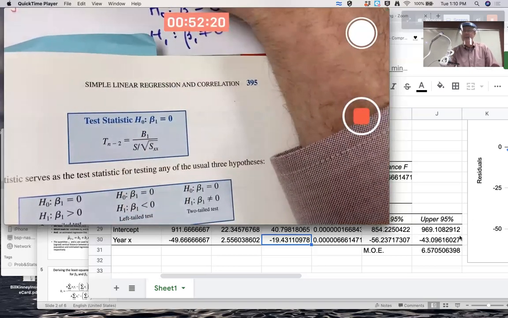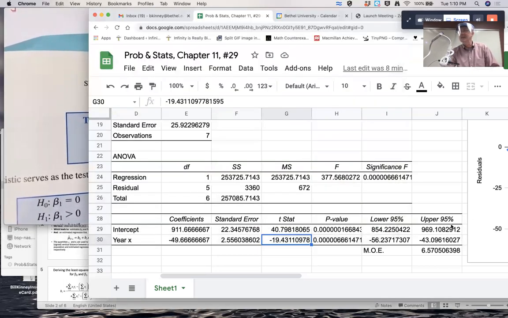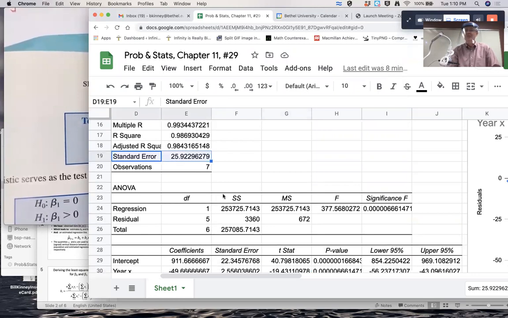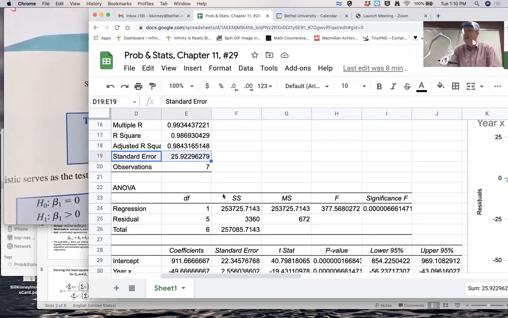It's called the regression standard error. In the spreadsheet output, it's observed values right there. Standard error 25.92296.279. That is the S in that formula we were just looking at, the observed value of S.